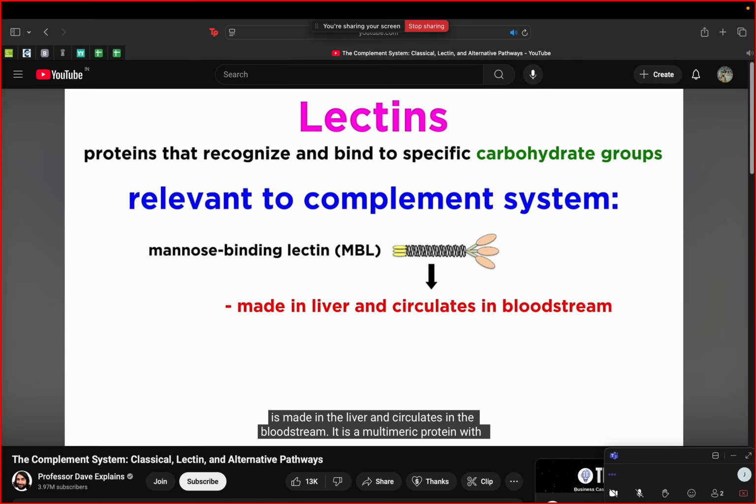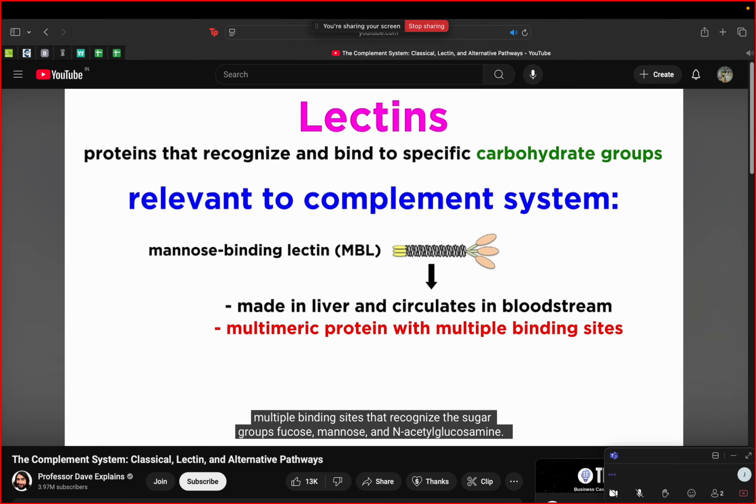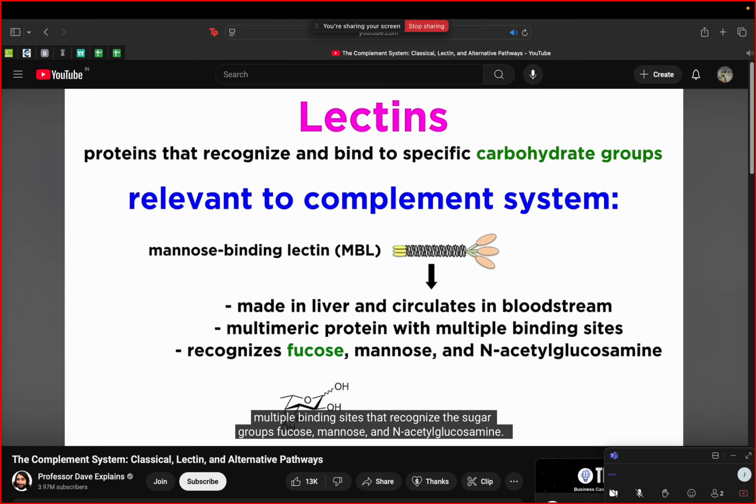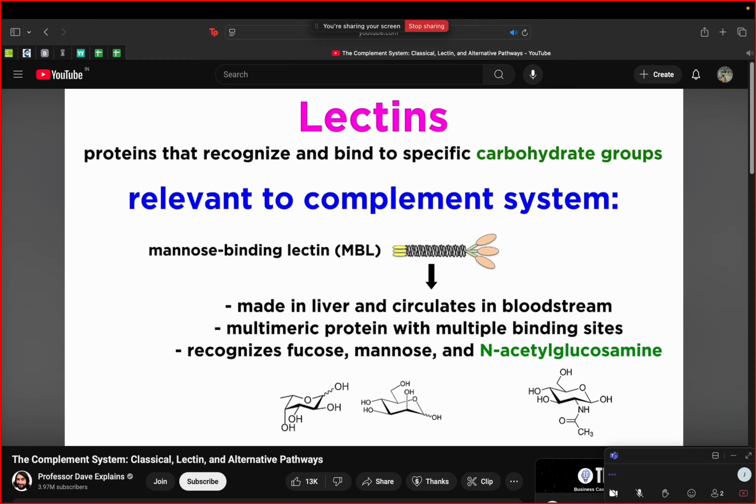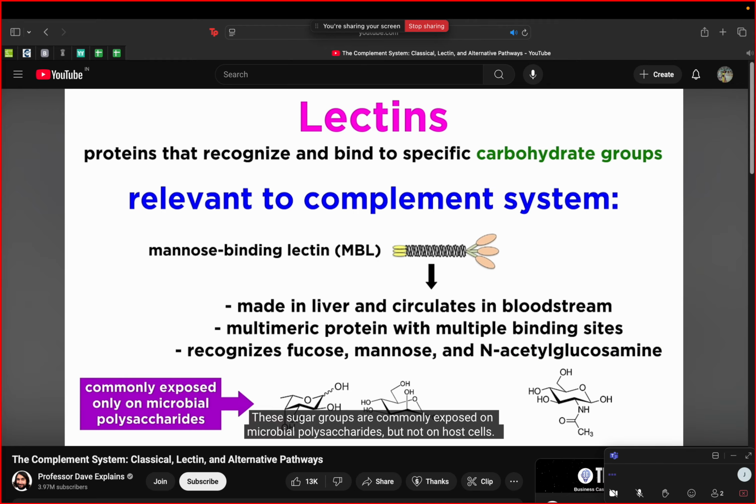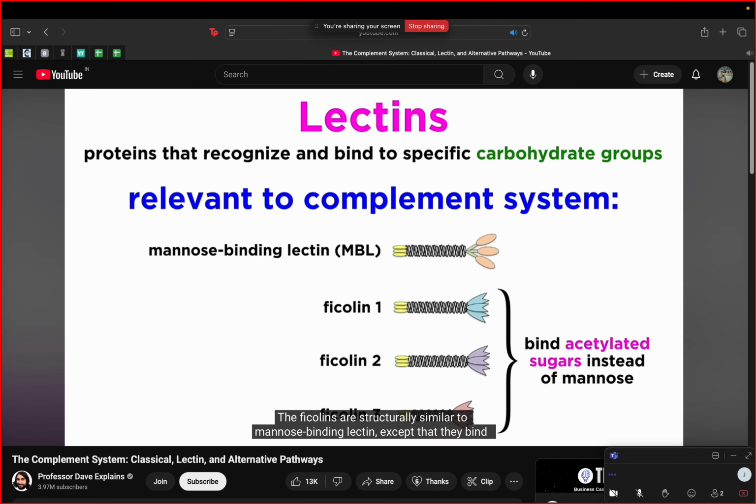Mannose-binding lectin is made in the liver and circulates in the bloodstream. It is a multimeric protein with multiple binding sites that recognize the sugar groups fucose, mannose, and N-acetylglucosamine. These sugar groups are commonly exposed on microbial polysaccharides, but not on host cells. The ficolins are structurally similar to mannose-binding lectin, except that they bind acetylated sugars instead of mannose groups.